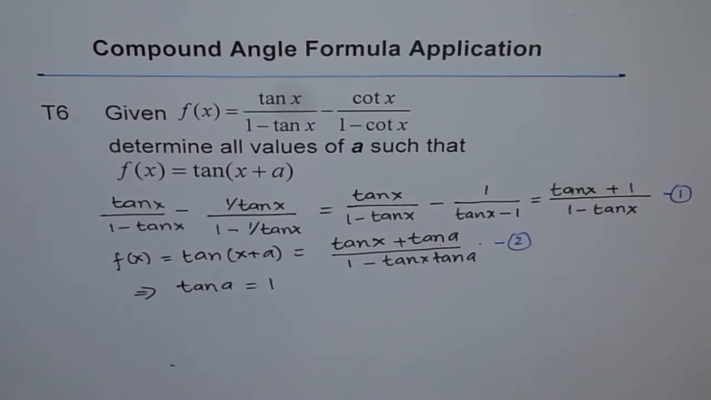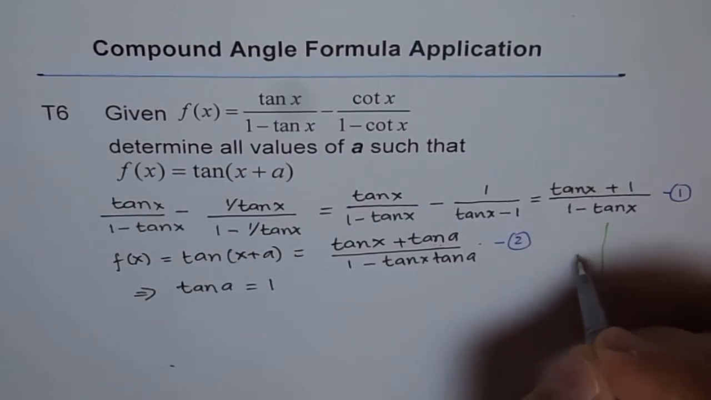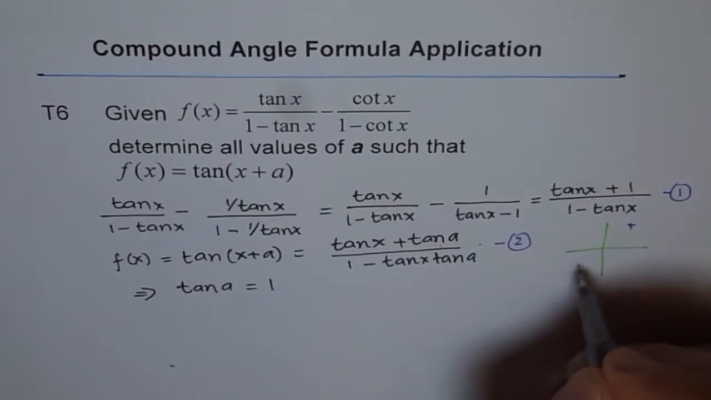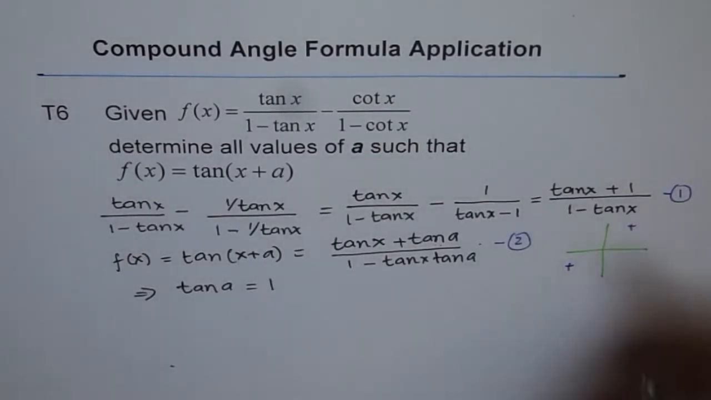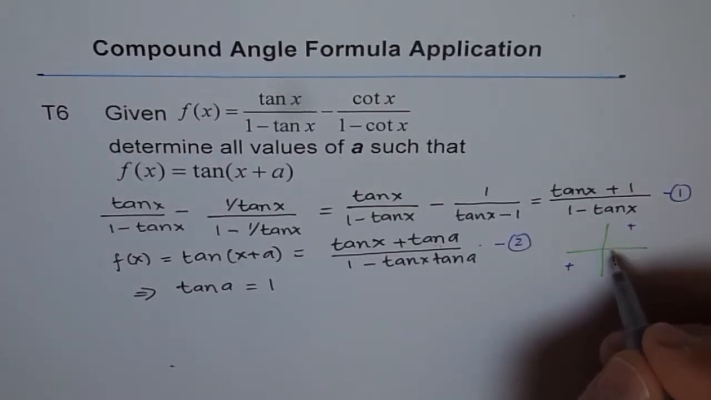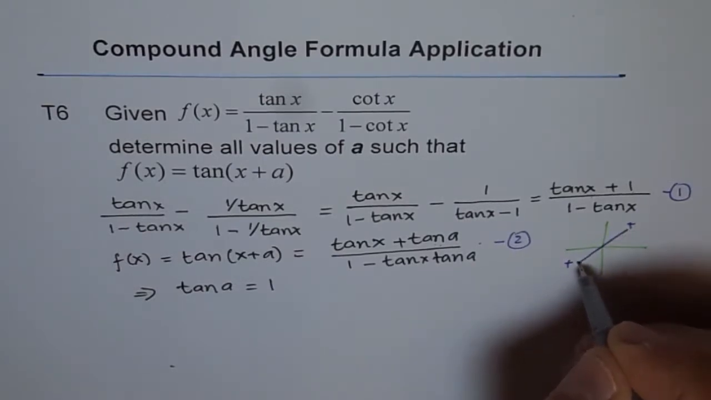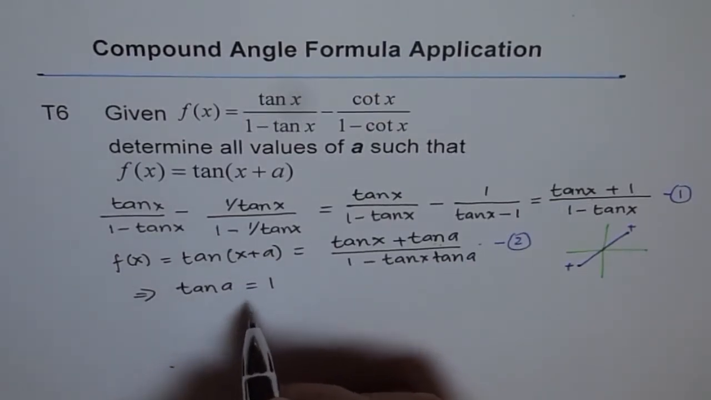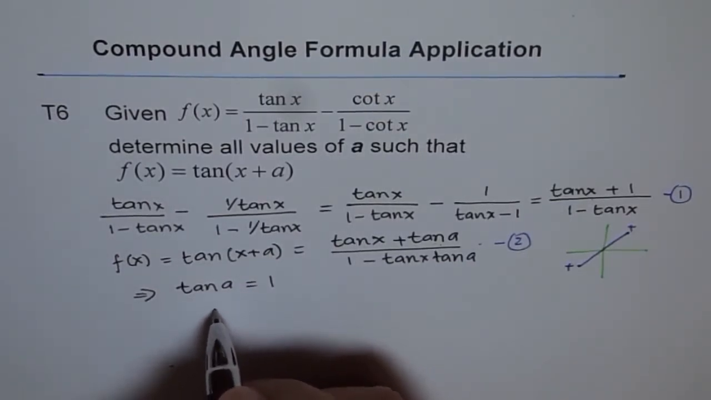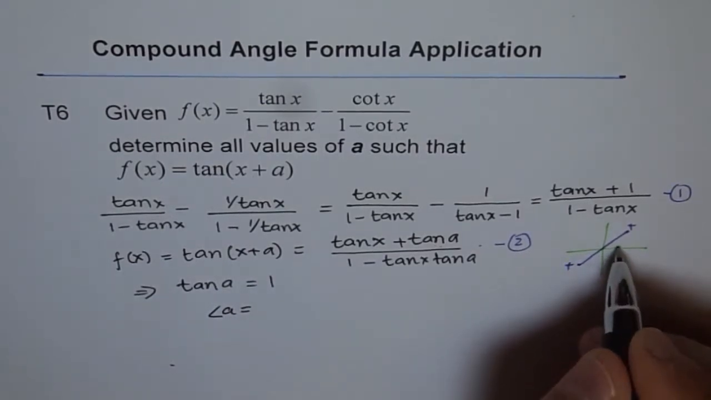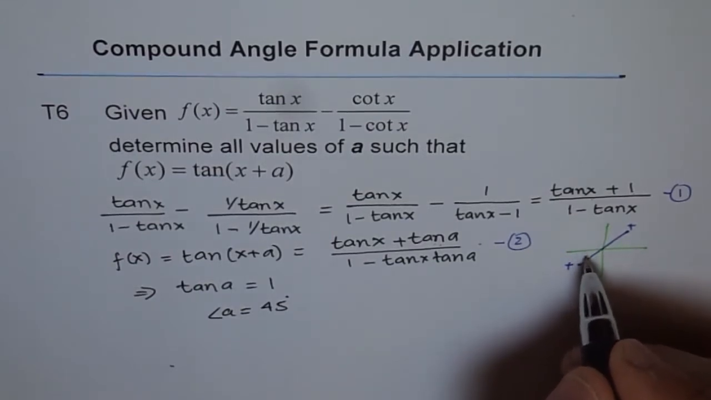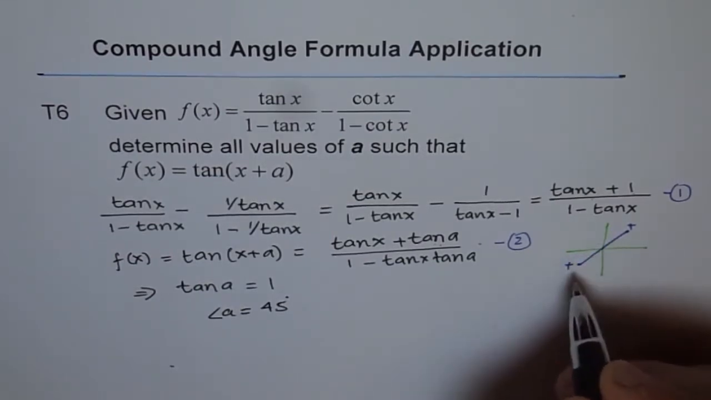Now when is tan a 1? That means, so determine all values of a. So when is tan a 1? If you look at your coordinate system, then tan is positive here and here, correct? And tan a is 1 for 45 degrees, correct? So those are the two positions when tan a will be 1, right? So that means angle a equals 45 degrees or 180 plus 45. Do you see that? 180 plus 45.